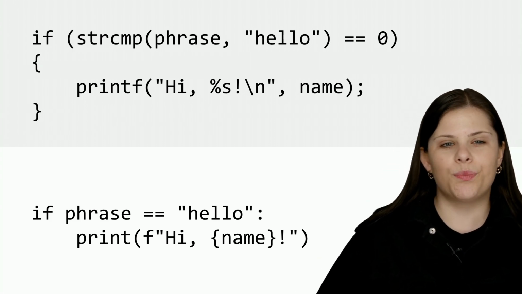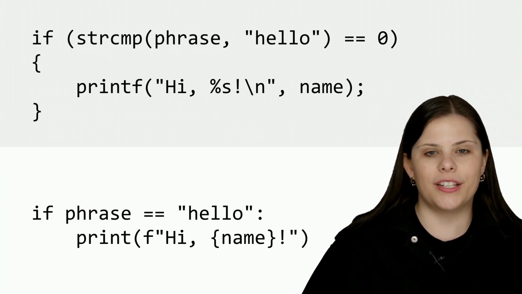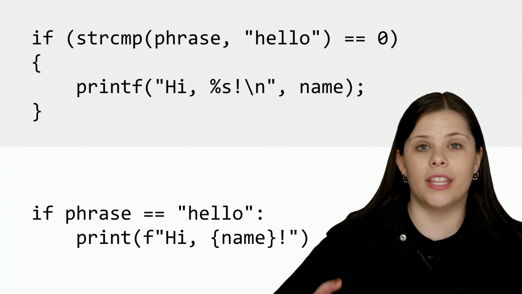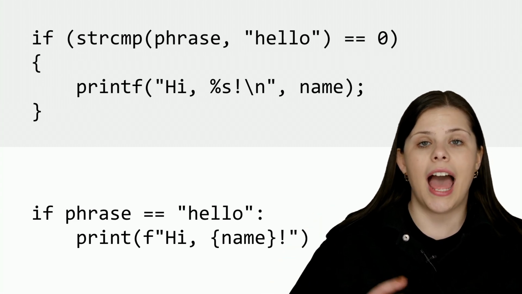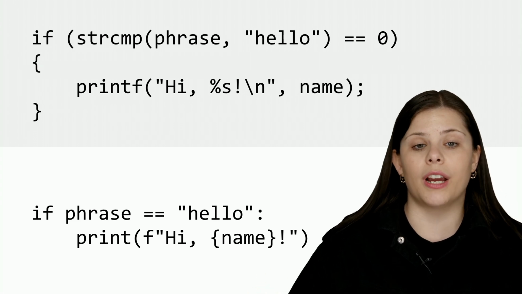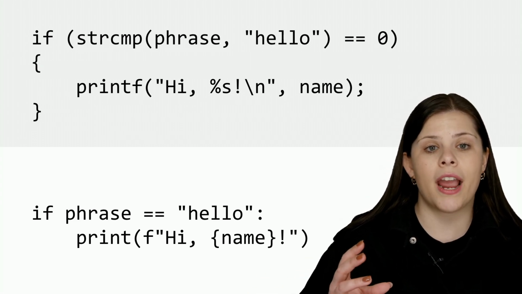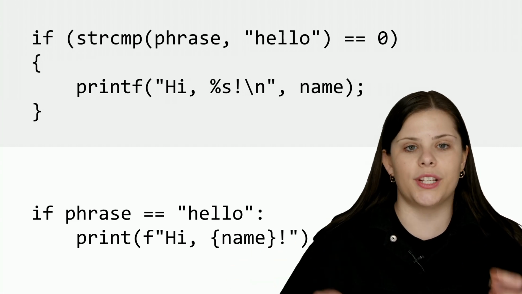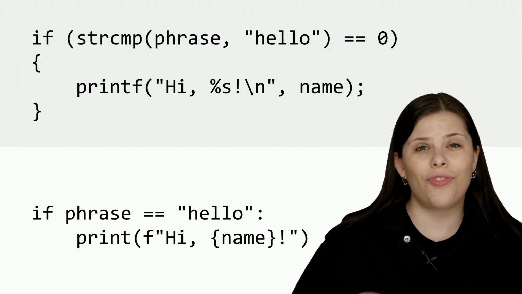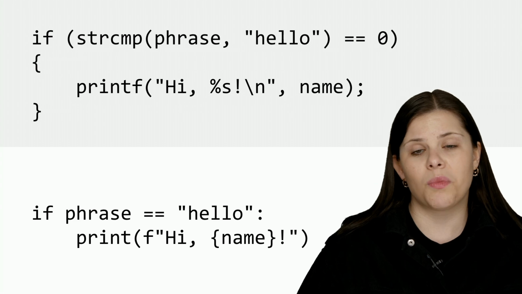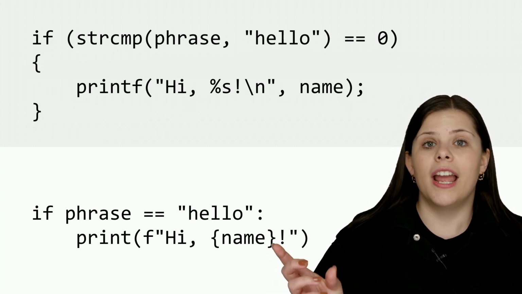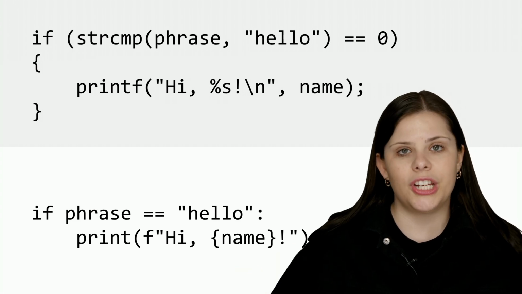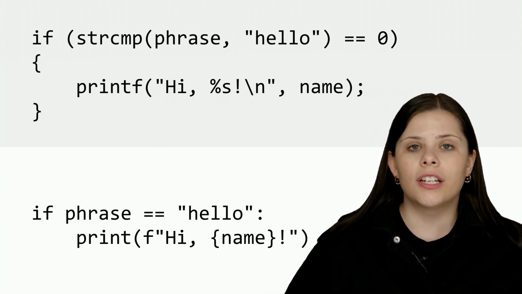So again, let's break it down one by one. Let's start with the if statements, right? The first thing that we have on the top line of our code is strcmp, or string compare, which we use to compare, for example, a variable to another string, or we compare two strings, right? In this case, we have some variable called phrase that is presumably storing some kind of word, and then we want to compare if that word is actually hello.